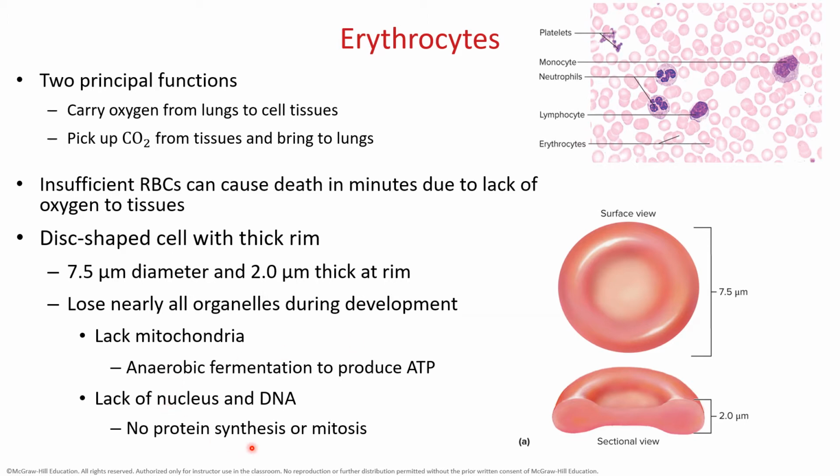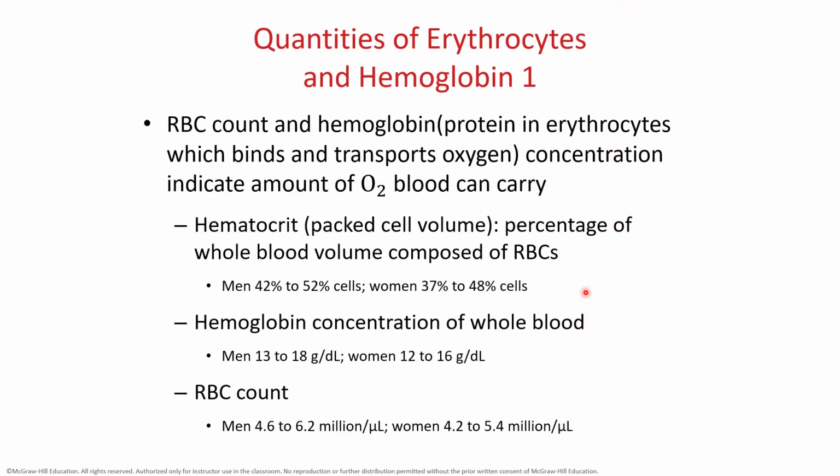And they also lack a nucleus and DNA, which makes it very difficult for them to repair themselves. So they have a very shortened lifespan of around 120 days. So your red blood cell count and your hemoglobin concentration indicate the amount of O2 blood can carry. So what is hemoglobin? It's a protein in erythrocytes which binds and transports oxygen.